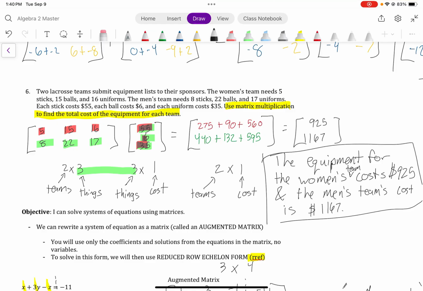Okay, this is the multiplication and addition you would have done without a matrix, but the matrices just kind of make it so it's a little bit shorter and more condensed. Hope everybody has a great day.